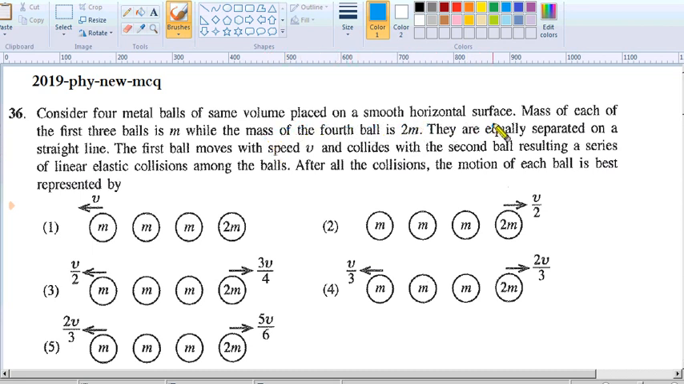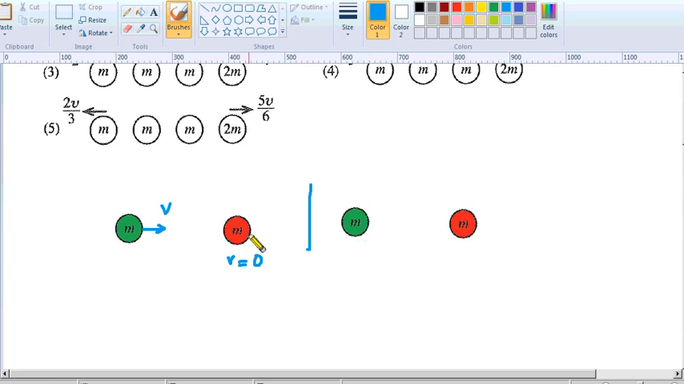Placed on a smooth horizontal surface, the mass of each of the first 3 balls is m, while the mass of the fourth is 2m, they are equally separated on a straight line. The first ball moves with speed v and collides with the second ball. They haven't mentioned that, but this ball is at rest, so 0, stationary.